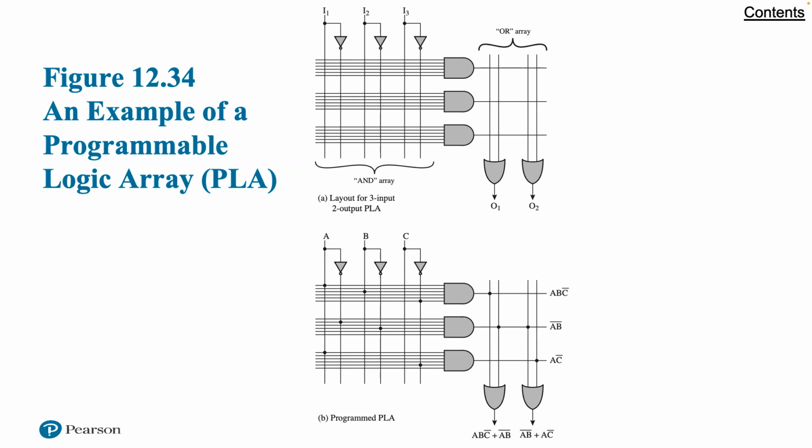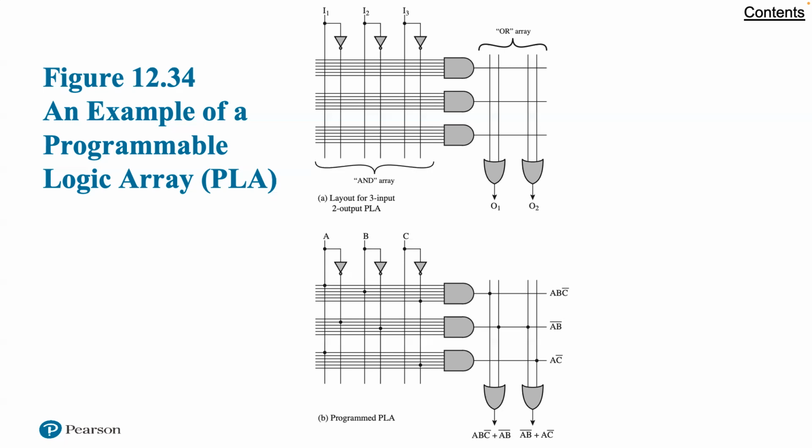Figure 1234A shows a PLA with 3 inputs, 8 gates, and 2 outputs. On the left is a programmable AND array. The AND array is programmed by establishing a connection between any PLA input or its negation and any AND gate input by connecting the corresponding lines at their point of intersection. On the right is a programmable OR array, which involves connecting AND gate outputs to OR gate inputs.